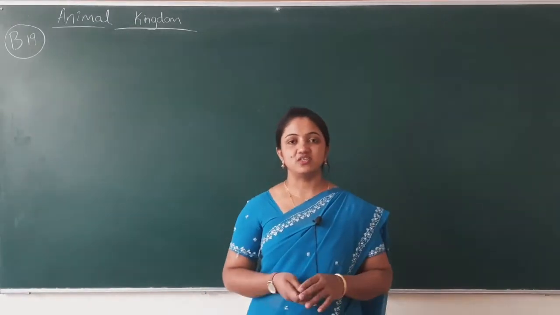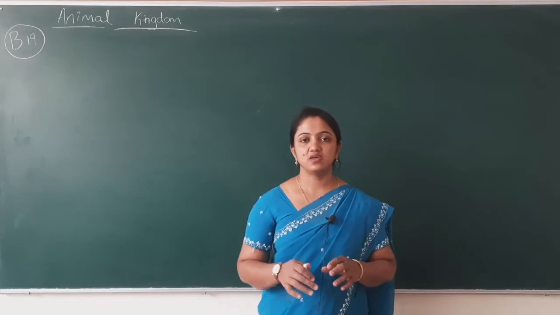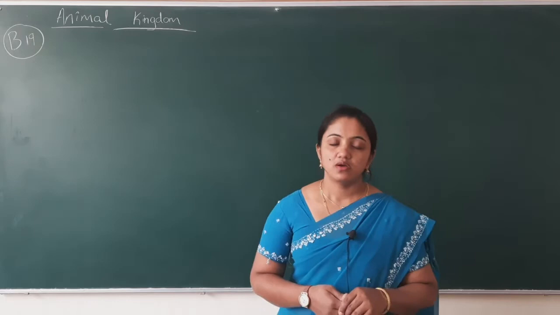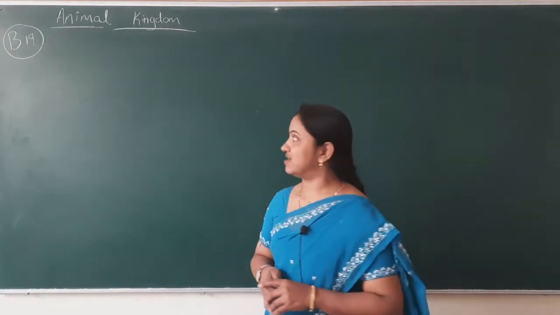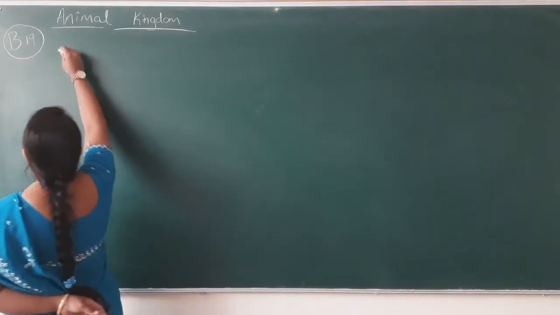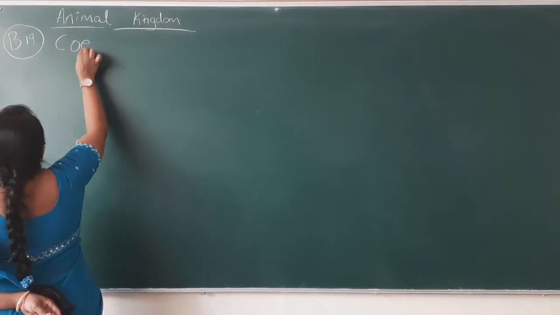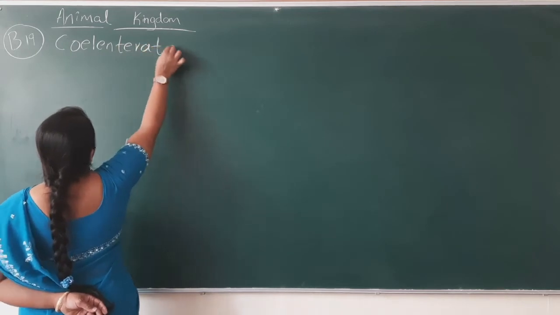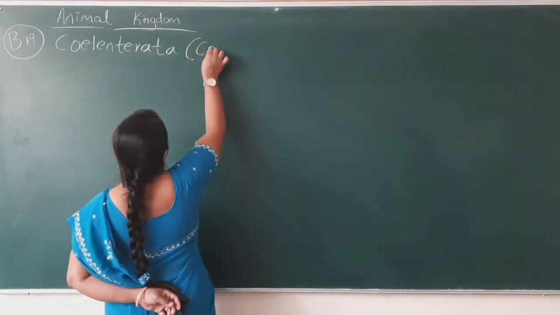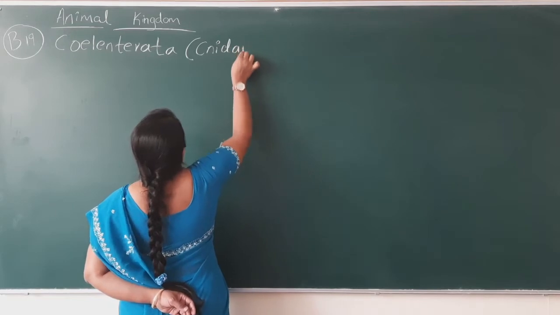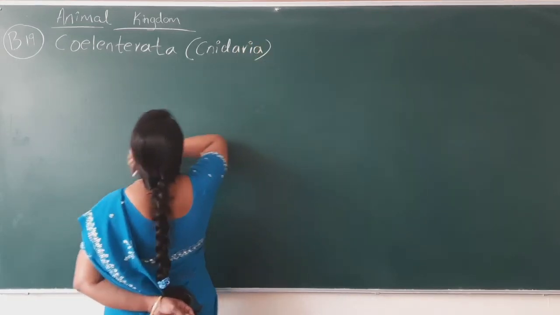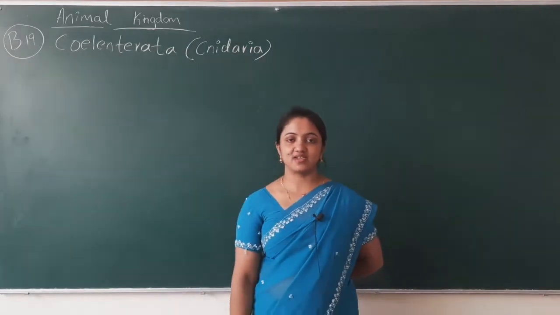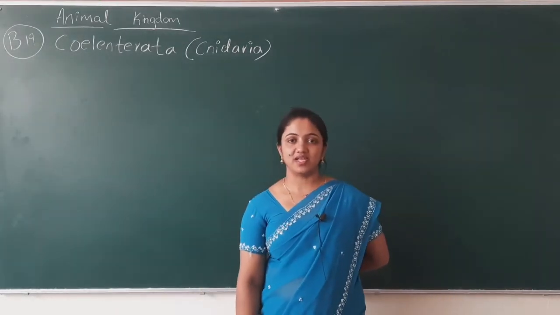Everyone, in this session we are starting with the next phylum. The name of the phylum is Coelenterata. It is also known as Cnidaria. We will look at the characteristic features of Coelenterata, or Cnidaria.